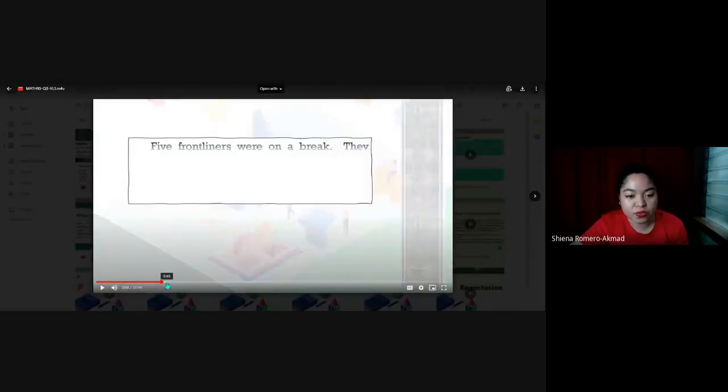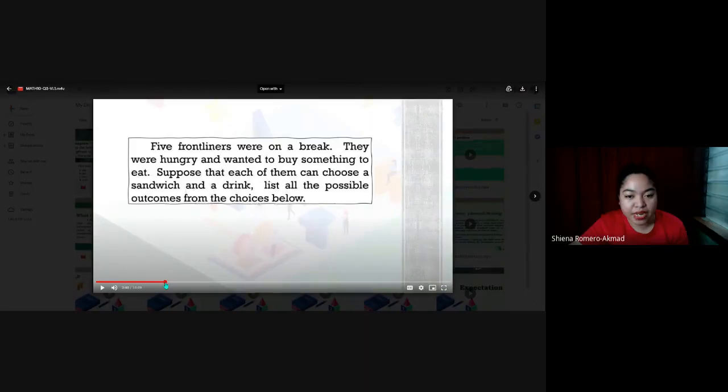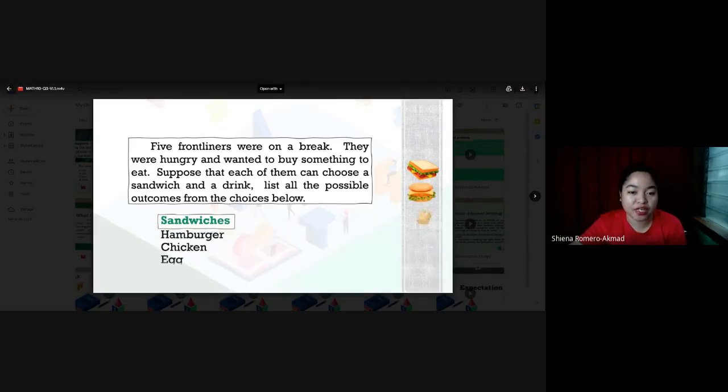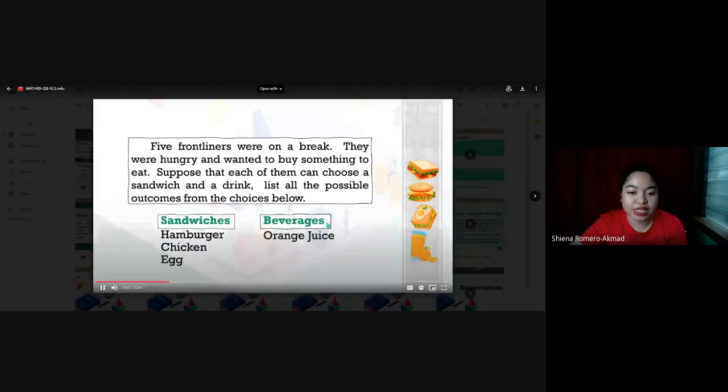So let us proceed to the recap. For the recap, I have here a situation. There are 5 frontliners on a train, they were hungry and wanted to buy something. For sandwiches, we have hamburger, chicken sandwich, and egg sandwich. Suppose that each of them can choose a sandwich, and for beverages, we have orange juice and coffee. Our task is to list all the possible outcomes from the choices below.